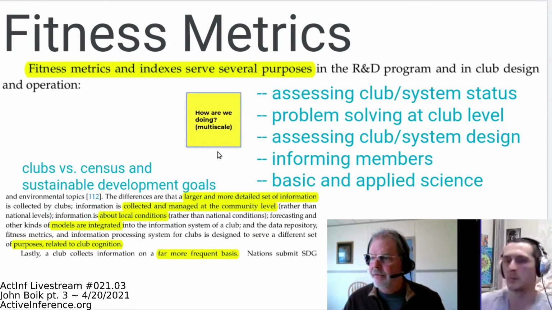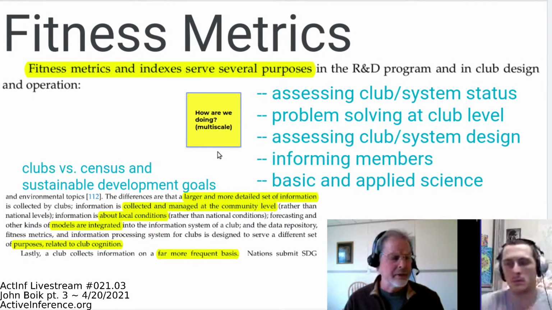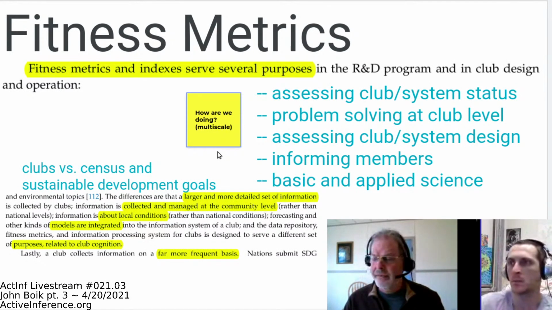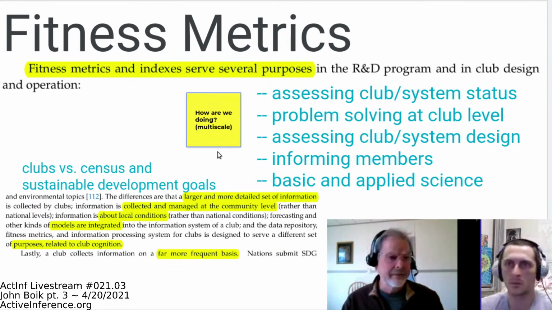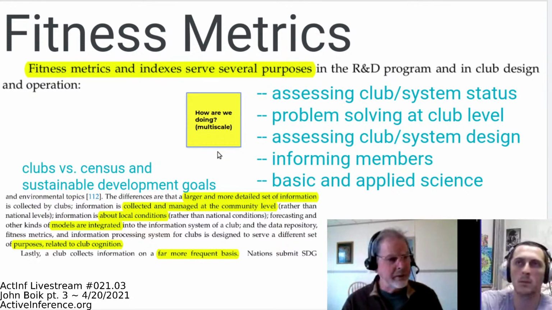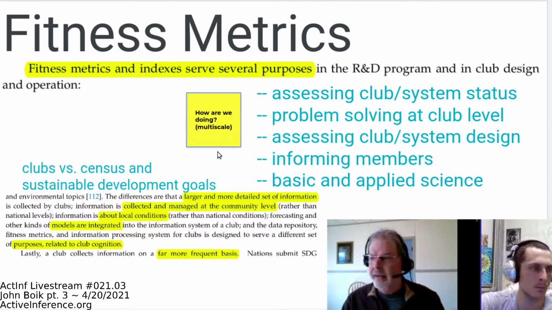Second, this information helps clubs to solve problems. For example, maybe the problem is focused on economic security. How do we solve this economic security problem? Well, we need information. We need to know how we're doing right now, and how we were doing last year, so that we can make good decisions for solving these problems that we're facing right now.